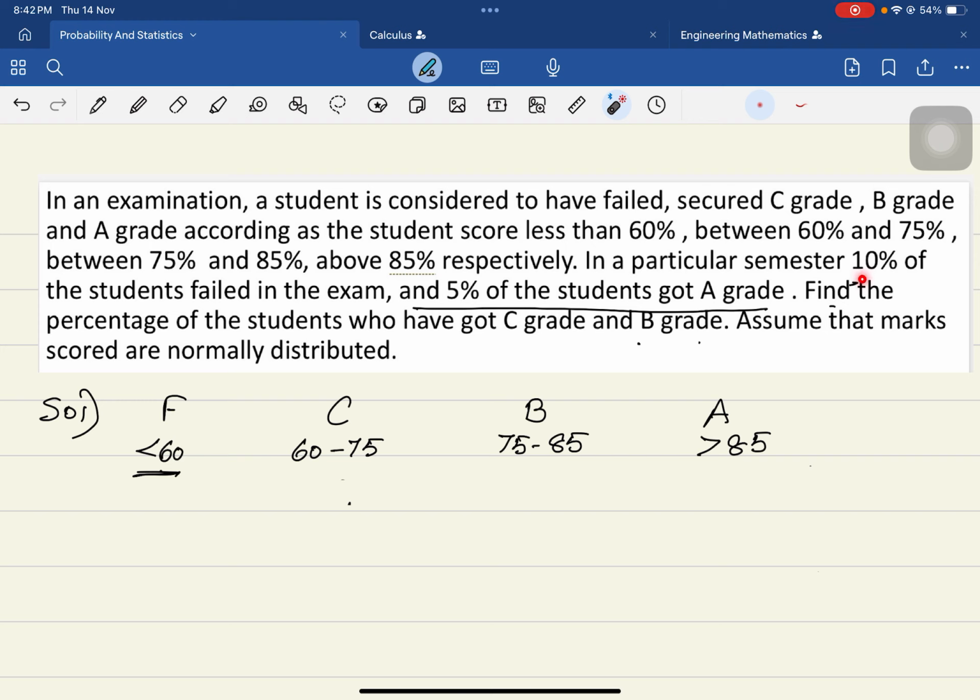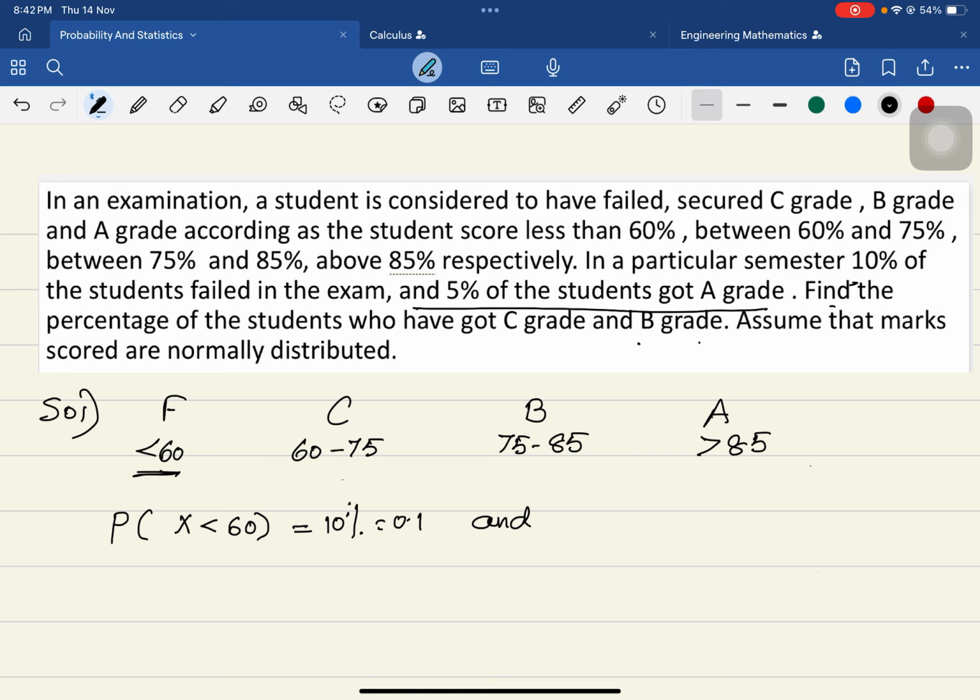Now, in a particular semester, 10% of the students failed in the exam. Failed means those who have secured less than 60, and that is 10%. So, this is what is given. 10% means how much? It is 0.1. So, this is one input he has given.